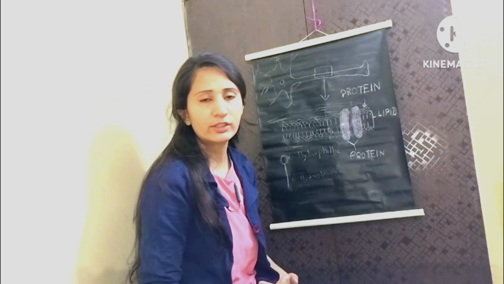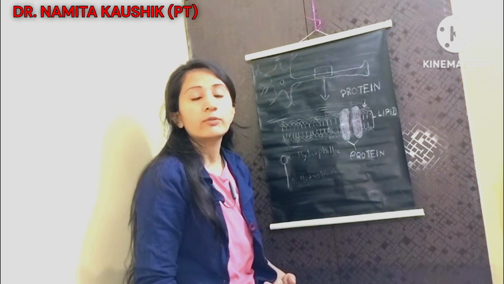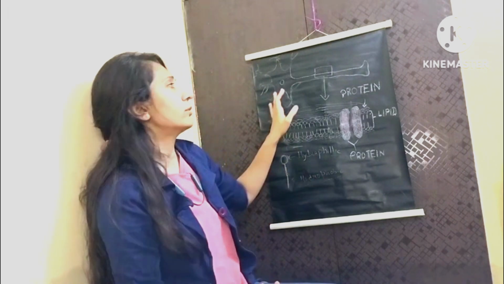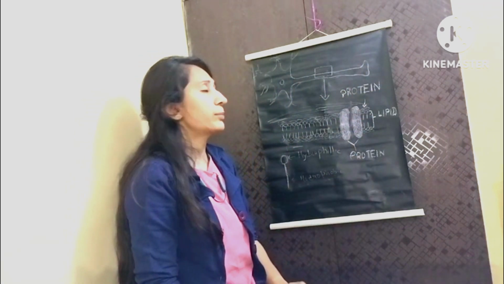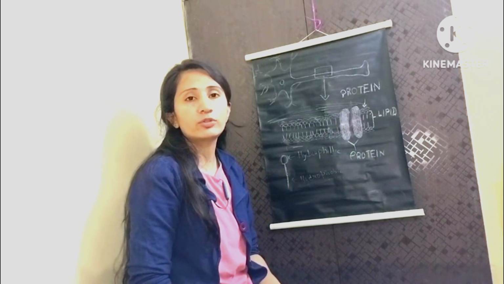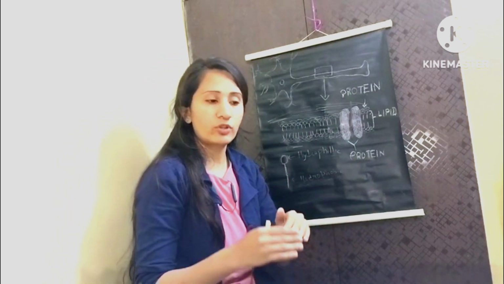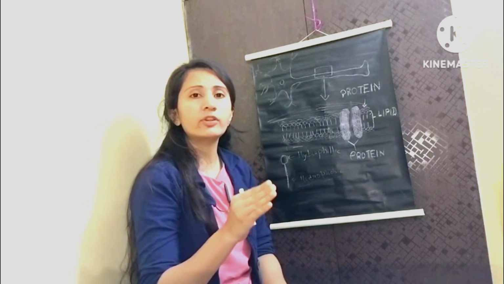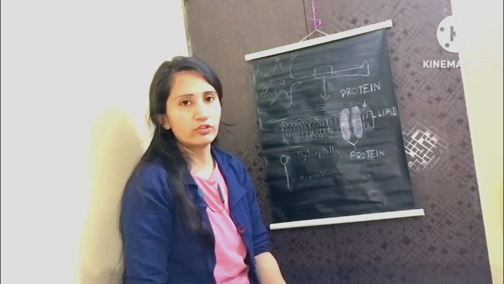Myself Namita Kaushik. In our last class, we learned about the internal structure of the neuron with cytoplasm and the organelles contained in it. Today we'll learn about the plasma membrane or the external covering of the neuron. This plasma membrane is anatomically and physiologically a very important structure of the neuron as it helps in protecting the neuron, of course, and functionally it helps in the transport of impulse from one neuron to the other via action potential.